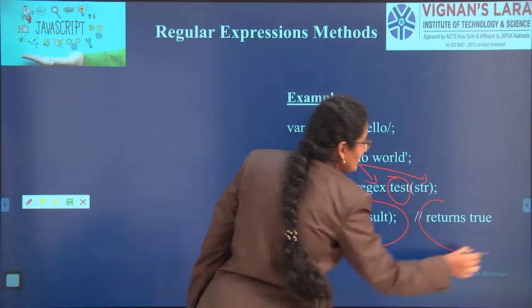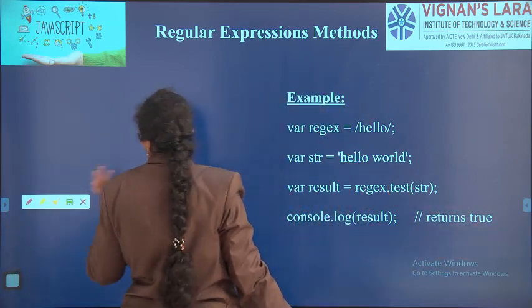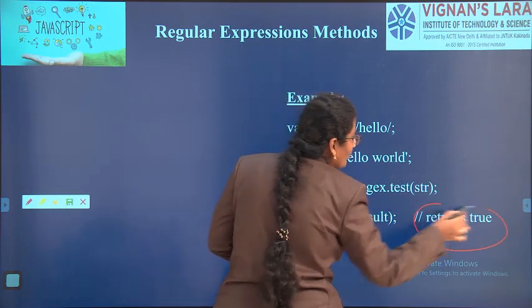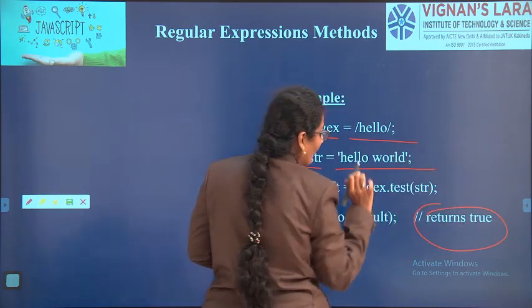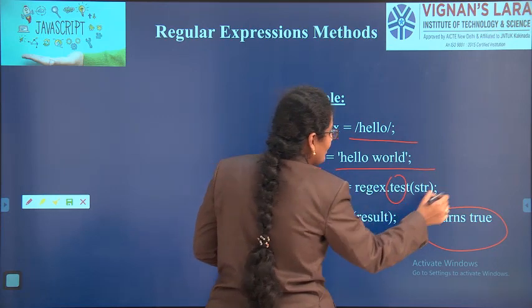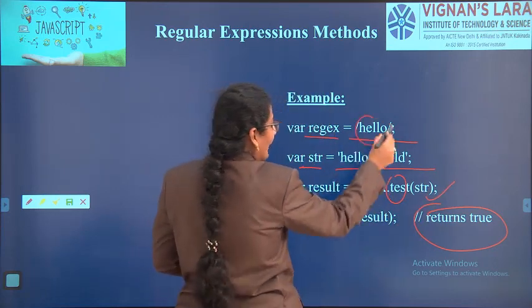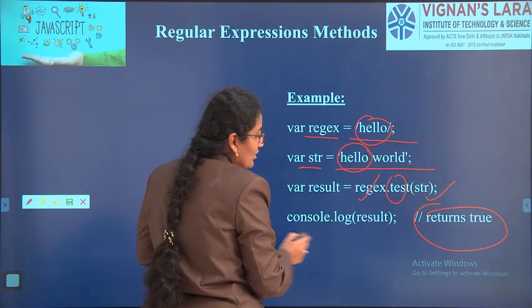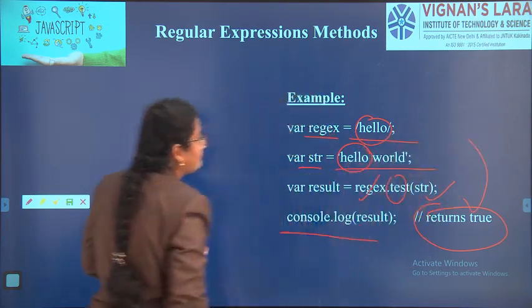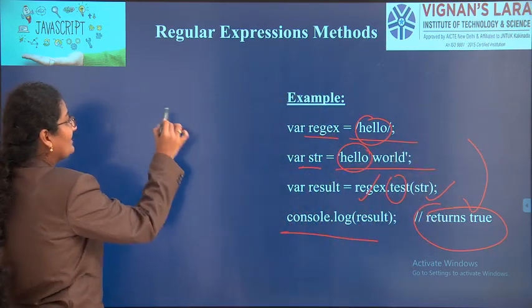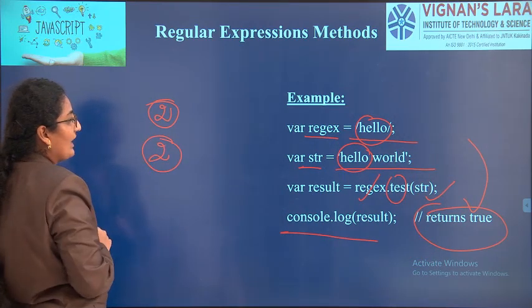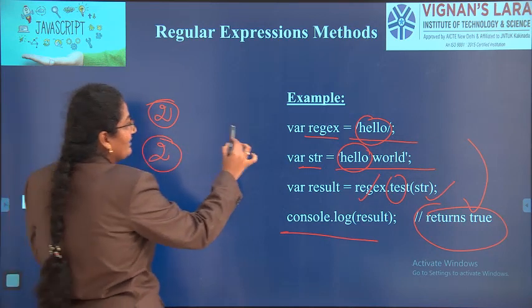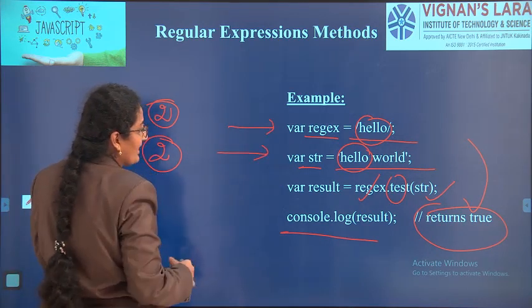It returns true. See here, it returns true. Why does this program return true? My regular expression is hello, my string is hello world, and I am performing the test on the string and regular expression. So hello is matched, and as a result it is giving true. So to create regular expressions we have two methods, and to test regular expressions we also have two methods. First we have to take the regular expression, then we have to take the string.